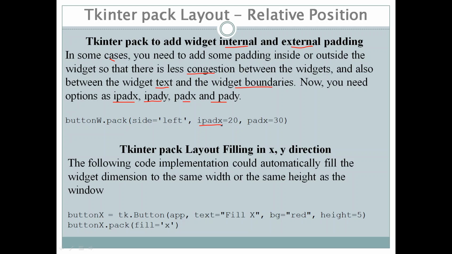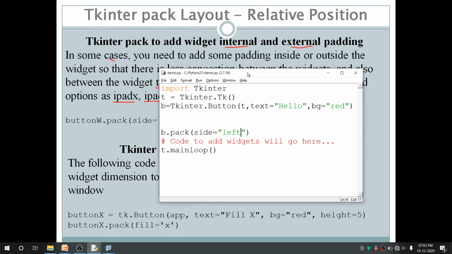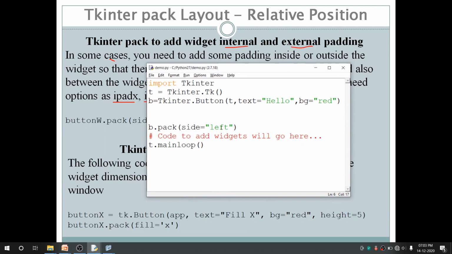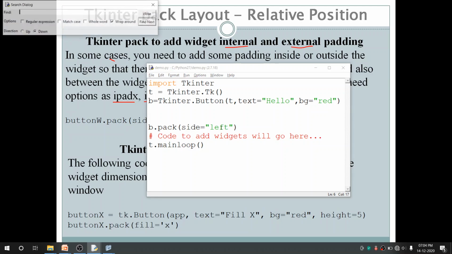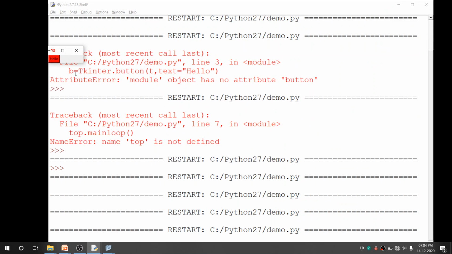We can include ipadx or padx like this. Let me show you this with an example itself. Okay, this is our program, right? We have added one button to the left. Okay, let me execute it one more time. And you can see here, they have added a button and it is to the left, and there is no space between the left boundary of our top window, that is the parent window, and the button.